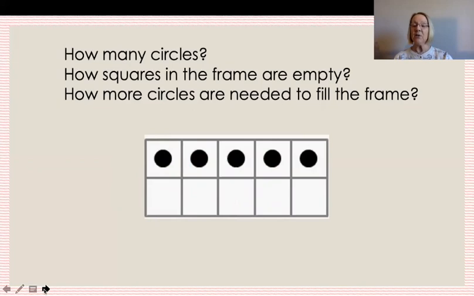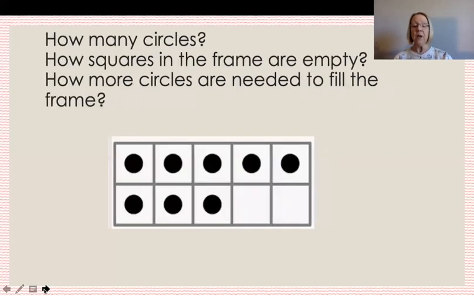How many circles? 5. How many squares in the frame are empty? 5. How many more circles are needed to fill the frame? 5. So 5 plus 5 is 10. How many circles? 8. How many frames are empty? 2. How many circles are needed to fill the frame? 2. So 8 plus 2 is 10.